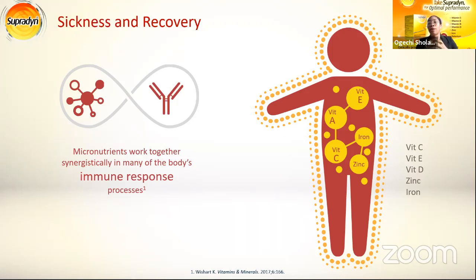So it's actually a lot better to ensure that you have a diet with all the different vitamins at the right levels, instead of just focusing on one of the antioxidants, for example. So I just wanted to highlight that. They work synergistically to support the immune response process. Vitamin E, vitamin A, vitamin D, you should have them in the right amounts to help support the immune response.